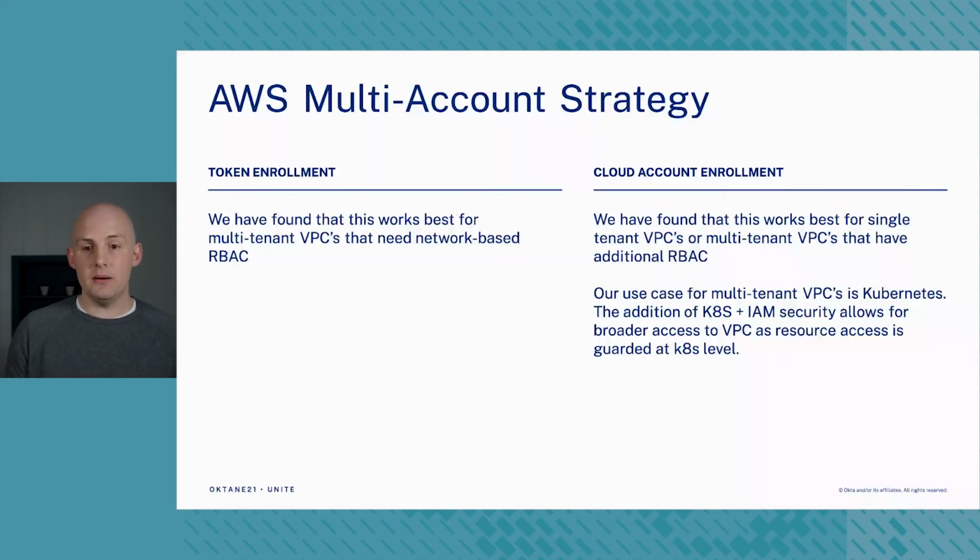Likewise, if you use that in multi-tenant VPCs, additional role-based access control is needed, and we find that works best in some cases like Kubernetes, where you have IAM security boundaries that are put in there in addition. That makes it a lot easier to provide that cloud enrollment in maybe a mixed tenant environment that wouldn't work for token enrollment.